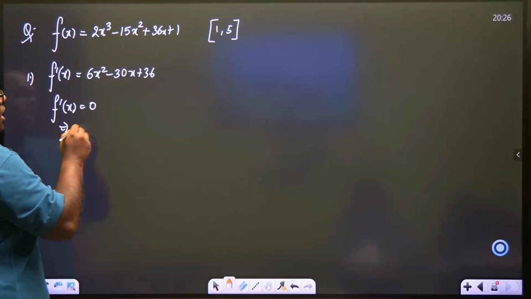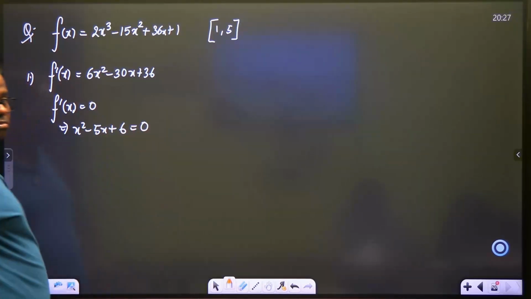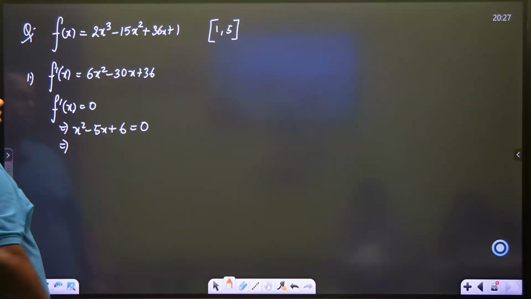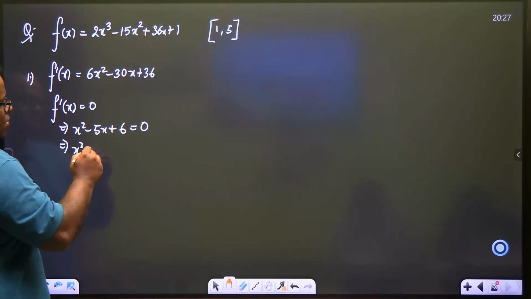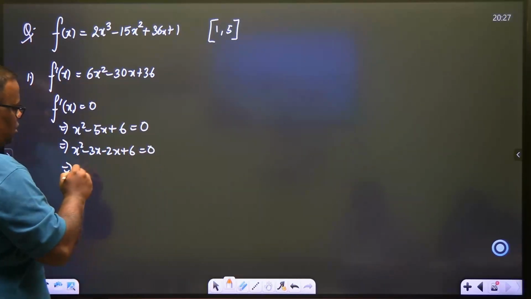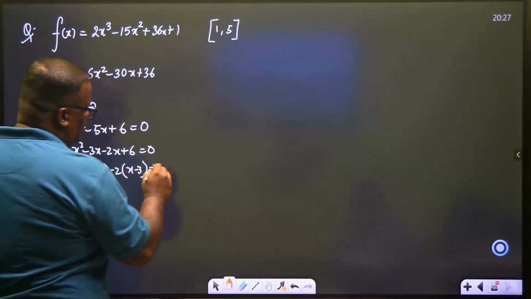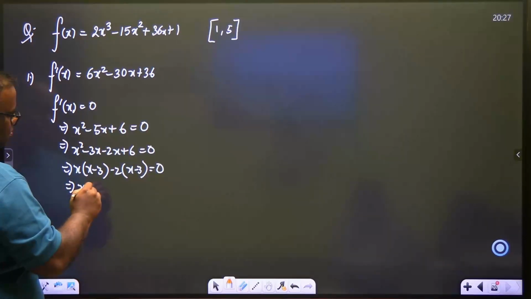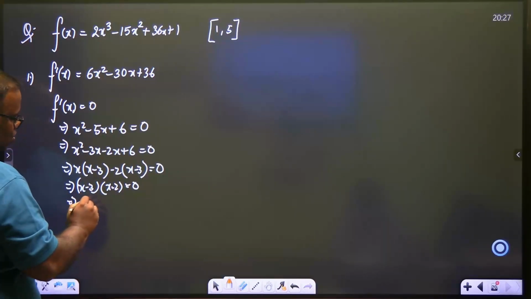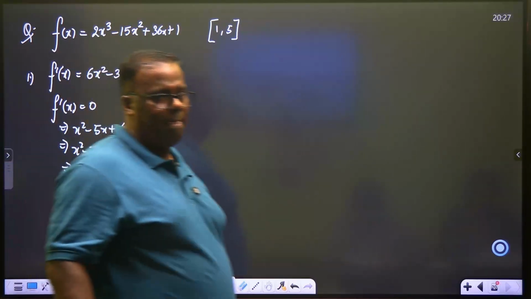That means x square minus 5x plus 6 is equal to 0. Clear? 6 ones are 6, 3 twos are 6. So x square minus 3x minus 2x plus 6 equal to 0, or x into x minus 3 minus 2 into x minus 3 is equal to 0, or x minus 3 multiplied by x minus 2 is equal to 0, or x is equal to 3 and x is equal to 2. So these are your two critical points. Got it?